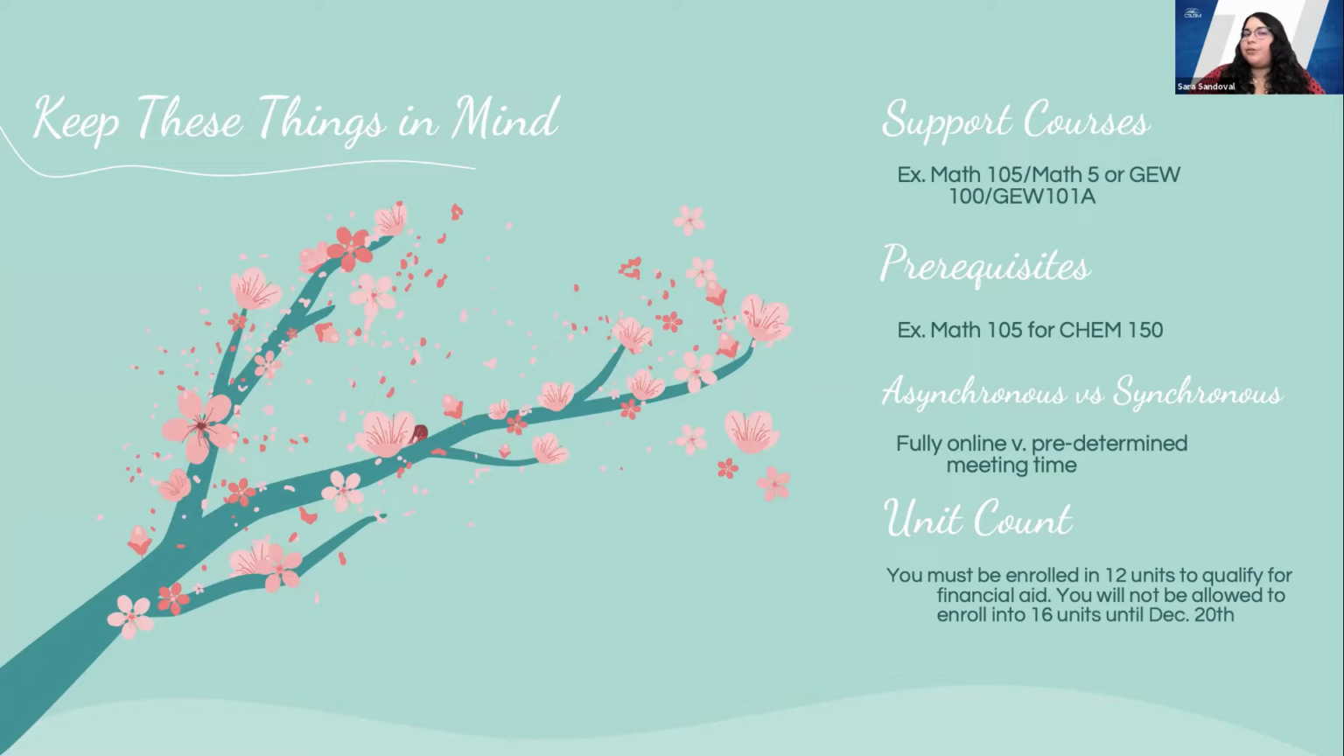There are support courses. Some of you may know this already, but for example, Math 105 has Math 5. Math 101 has Math 1. Even calculus, I think they don't have a support course, but they have an activity course. So when you do enroll in those courses, make sure you read the description, the info. Is there a co-requisite? Is there an activity section? Is there a lab? Is there a support course?